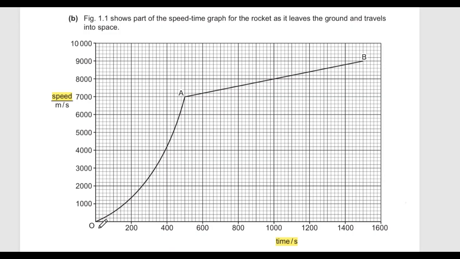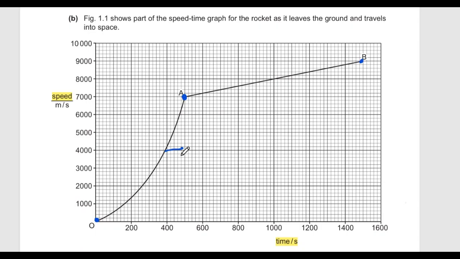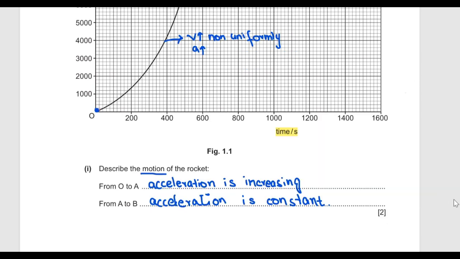So if we see our shape from O to A, it's very similar to the fourth shape of our graph. That means the acceleration is increasing and the velocity is also increasing, but non-uniformly. So I'm writing it over here. Velocity is increasing, but the increase is non-uniform. Plus the acceleration of the body is increasing. Over from A to B, there is a straight line. That means velocity is increasing in a uniform manner, plus acceleration is constant. So I wrote it from O to A, acceleration is increasing, and from A to B, acceleration is constant.